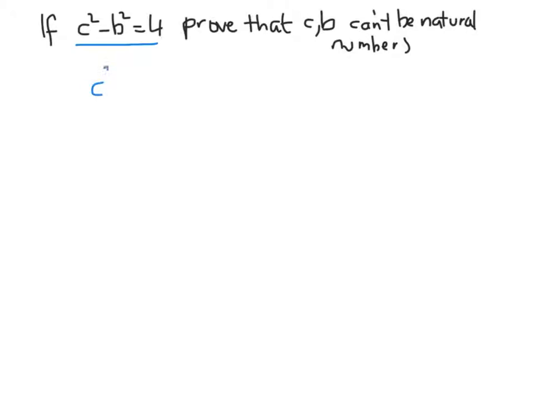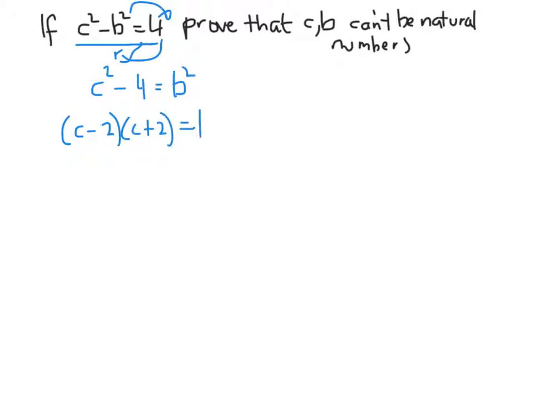What about if we switch around the 4 and put that onto this side, and the b squared, and we put that onto that side? So we'd end up with c squared minus 4 is equal to b squared. Then we can factorize c squared minus 4, and that would be c minus 2 and c plus 2 is equal to b squared.